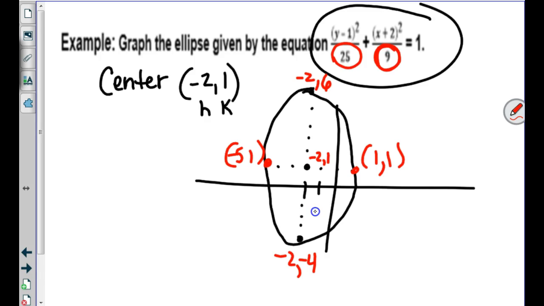You just found almost everything you need. The weirdness is the foci, okay? And the foci are truly weird because you have to find a C value. The foci are on the major axis, so they're going to be up and down. So they're going to be at -2, and then we're going to take 1, and we're going to add some weird value on here. Up and down, add and subtract. That weird value is C, and the equation to find C is on your sheet.